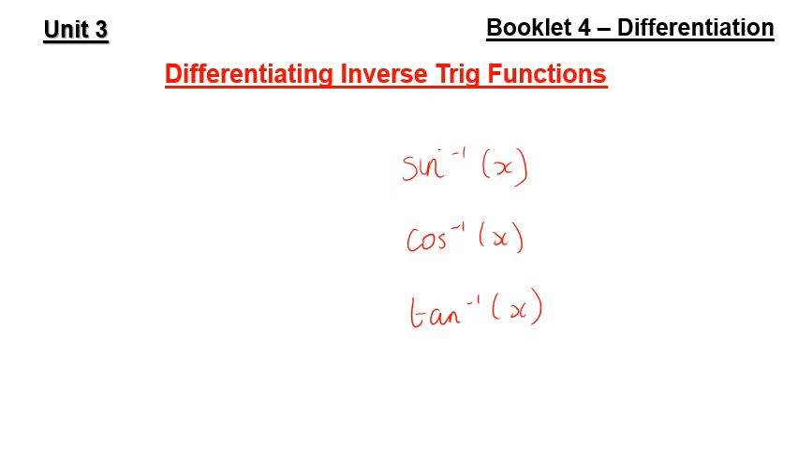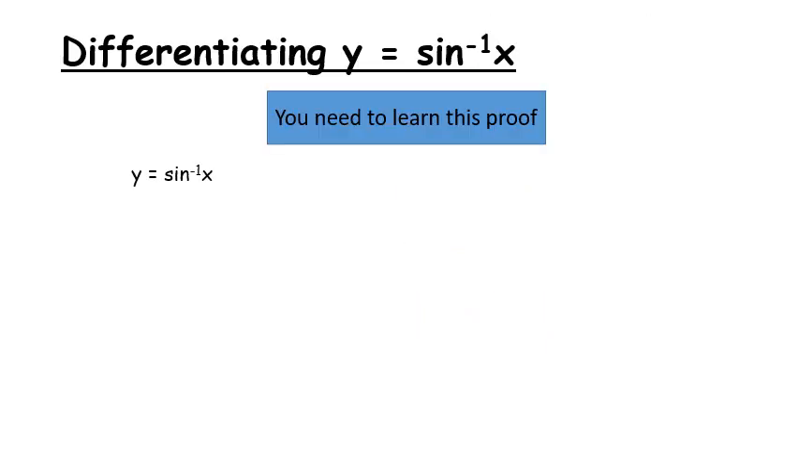Now, not only do you need to know what the answer is when you differentiate these, but you also need to know the proofs of them as well. The three proofs are quite similar, so once you know one, you sort of know them all, but we need to go through the proofs now of how to differentiate each of these. So let's start off with this one, y equals the inverse sine of x.